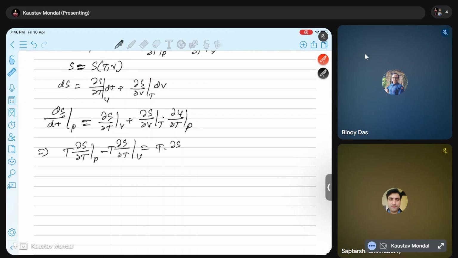Multiplying by T on both sides, T (del S del T) at constant P minus T (del S del T) at constant V equals T (del S del V) at constant T into (del V del T) at constant P. From the Maxwell relation, you can write (del S del V) at constant T equal to (del P del T) at constant V. So it becomes T (del P del T) at constant V into (del V del T) at constant P.